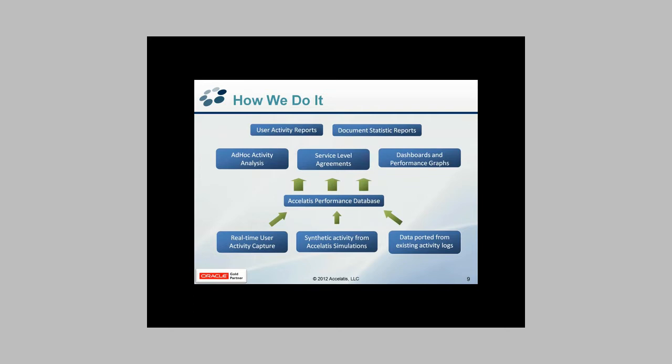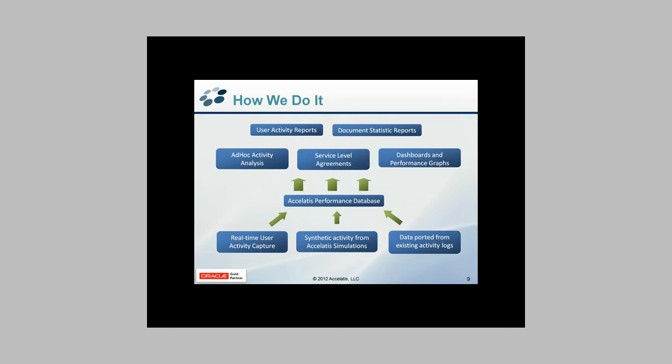What Accelatis does, if we look at this screen from the bottom up, is that there are different things that exist today. There is activity coming from existing logs. There's synthetic activity that Accelatis generates from our load generation module, and there's real-time user activity that we're actually capturing as it happens. To be clear, we are not just scraping information from logs; we are actively capturing user activity as it's coming to the system. Regardless of the source of the activity, it all goes into the Accelatis Performance database. And once it's there, we can provide a wealth of data on that information.